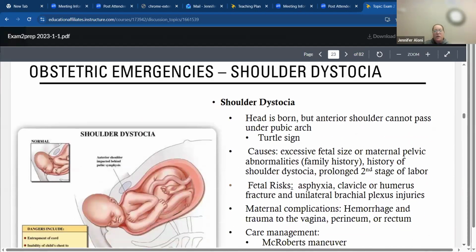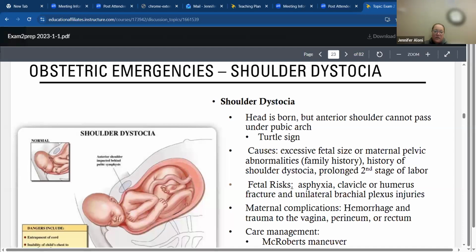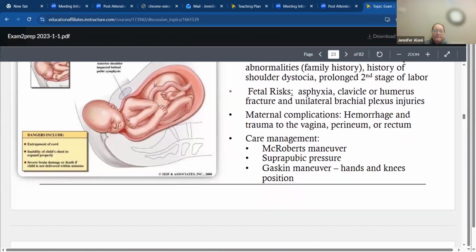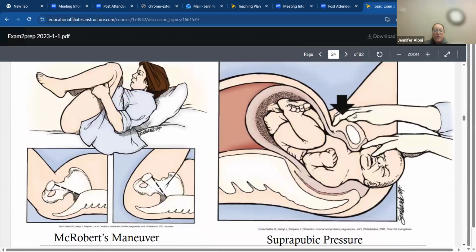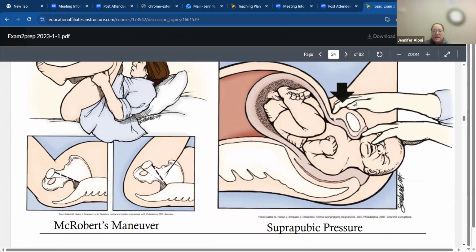Some emergencies we talked about this week: shoulder dystocia. Where the head's out, the shoulder gets stuck. What do you do? You try to reposition the mom and try to get that shoulder out. Sometimes it will break. And that's one of our McRoberts maneuvers, which you see right here. You have them push their legs out and pull them right back in, and that'll help with bending of the bone there.